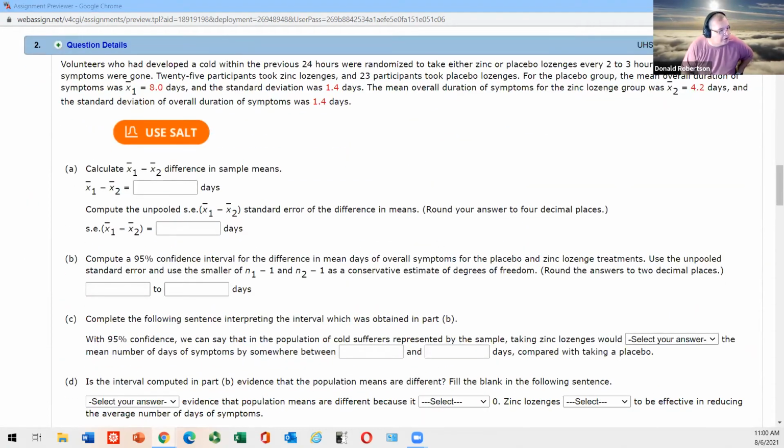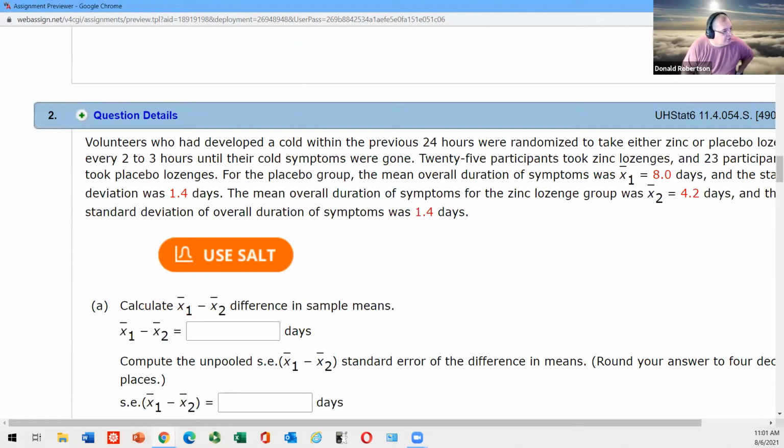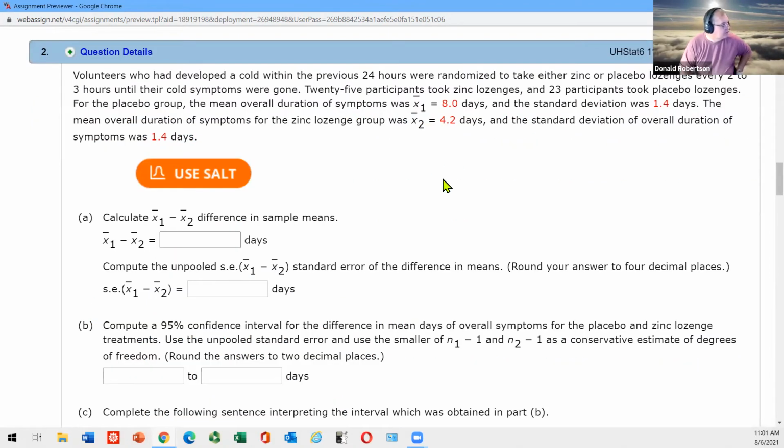And now we are looking at a more standard question. This one is a story about taking zinc and not taking zinc. And there's a group that took zinc. Volunteers who developed a cold within the previous 24 hours were randomized to take either a zinc or placebo until they were gone. 25 took a zinc, 23 took the placebo.